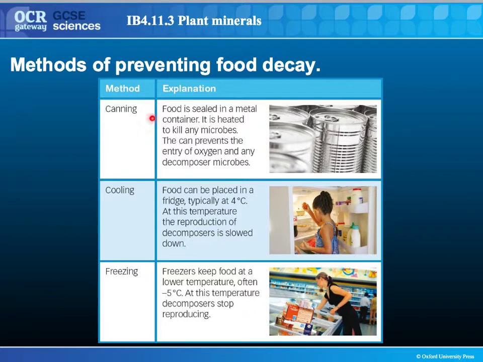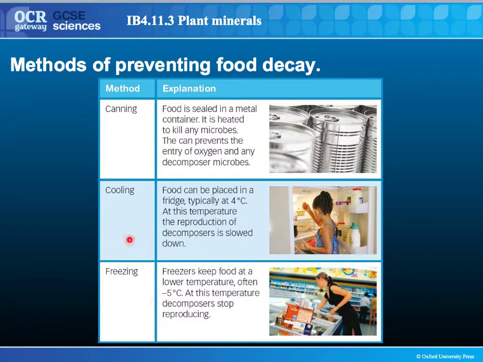First of all, we've got canning of foods, where food is sealed in a metal container. It's heated to kill any microbes that may be present, and the canning itself, once sealed, will prevent any oxygen from getting in and any decomposer microbes getting in as well. In the cooling method, we refrigerate the food, and it's typically kept at 4 degrees. Being at this temperature reduces the rate of reproduction in decomposers, so it slows down the rate of decay.